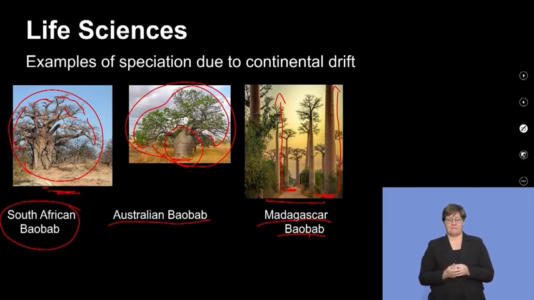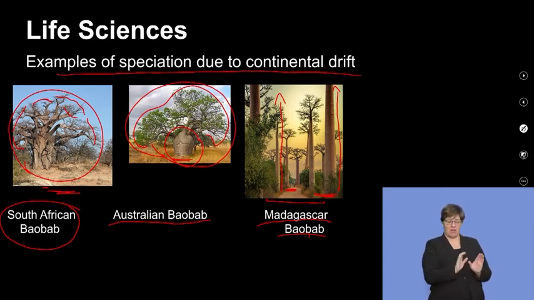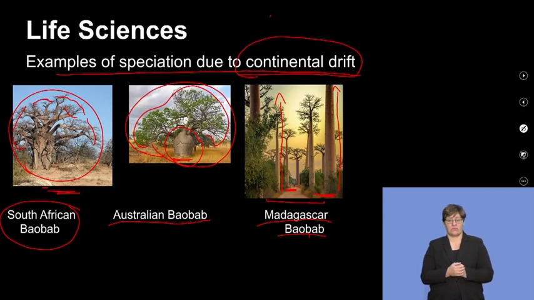So what this would indicate for us is that the speciation has occurred due to some kind of geographical barrier. In this case, South Africa is on the continent of Africa, Australia is its own continent, and Madagascar is an island off the East African coast. So what it shows us is that a physical barrier split the ancestral population.